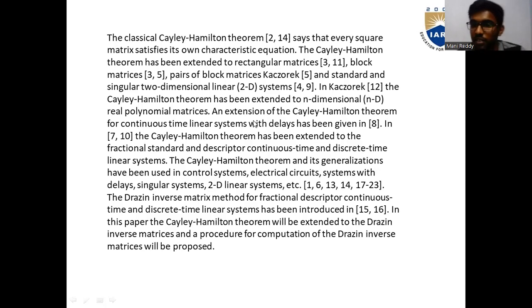Here, actually, what is meant by the Hamilton theorem? What it says is that every square matrix, only a square matrix, not a rectangular matrix, satisfies its characteristic equation. Here, what is meant by the characteristic equation, we'll look at it. Characteristic equations. Okay, next slide we'll go.